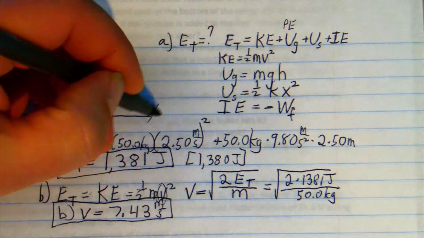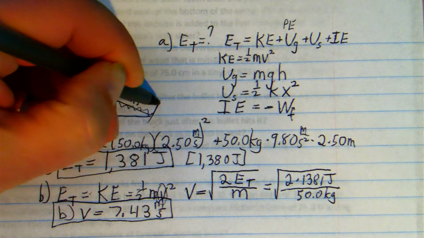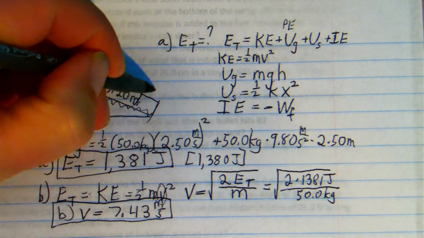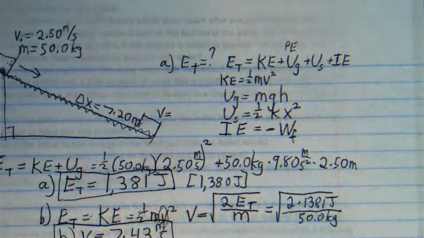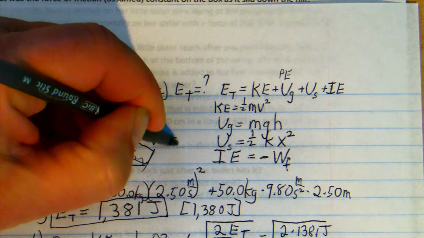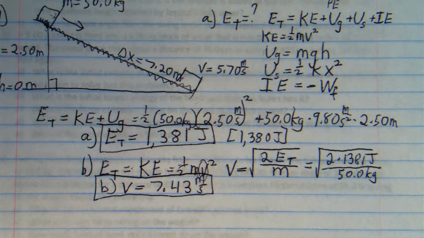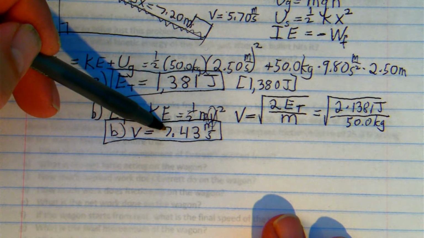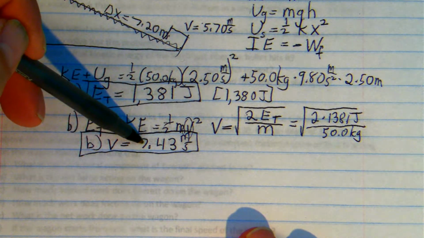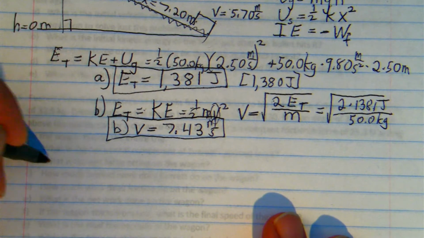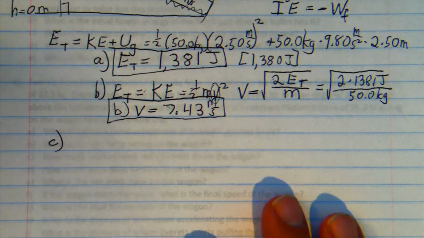What they're telling us now is at the bottom of this ramp, when the box finally gets here, we observe that its speed is a measly 5.70 meters per second because there's friction, instead of the 7.43 meters per second that we would expect if there were no friction. So here we go. Part C.